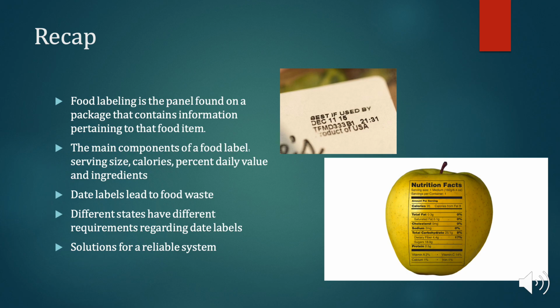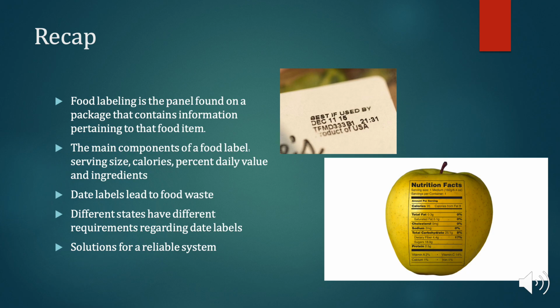Just to recap on what has been brought up in this presentation, food labeling is the panel found on a package that contains information pertaining to that food item. Date labels and food labels are different. Food labels include nutrition facts, which is found on the apple in the picture on the screen. Date labels are best if used by, and sell by dates included on food products. The main components of a food label include serving size, calories, percent daily value, and ingredients.